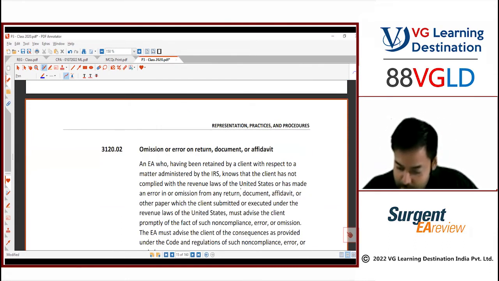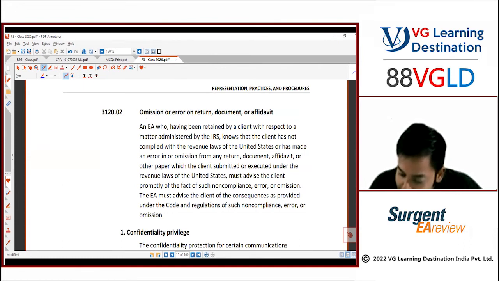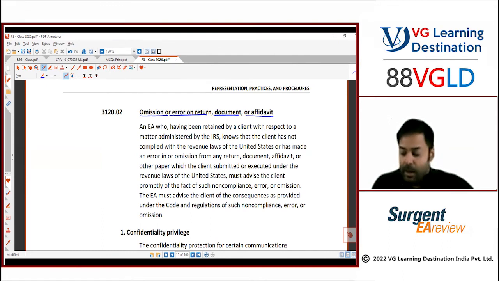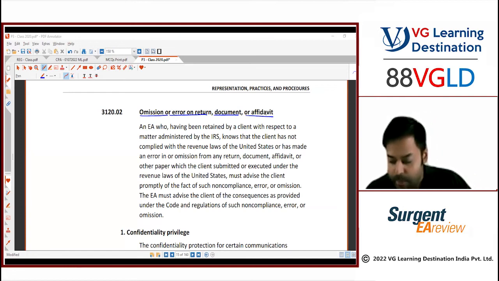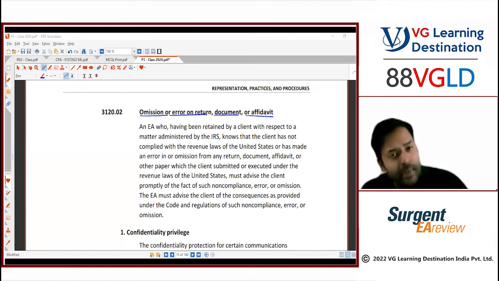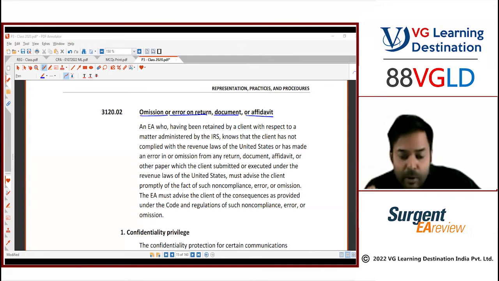Okay, let's see this also. Omission or error on the return document or the affidavit in this case. When you're filing the return, maybe the client has made some mistake in the last year, or maybe while filing in the current year you find there are some omissions or errors made by the client in this case.